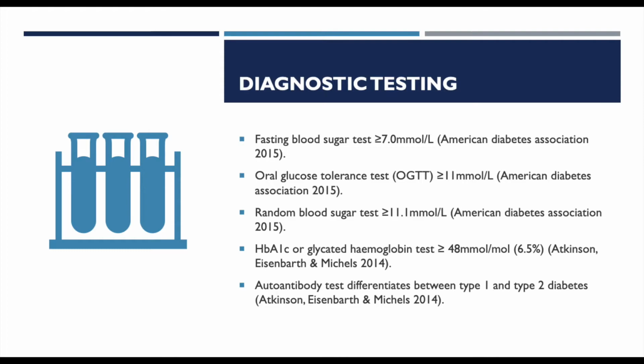Autoantibody test. This test checks for the antibodies attacking the pancreatic beta cells. This test can differentiate between type 1 and type 2 diabetes.